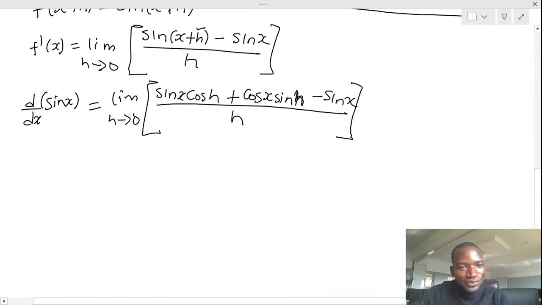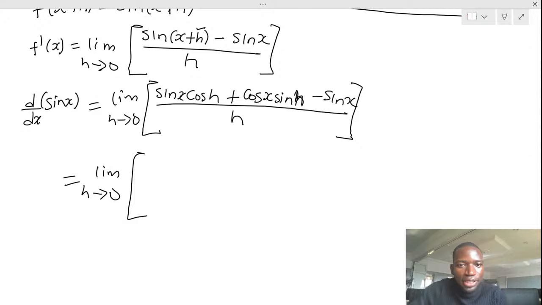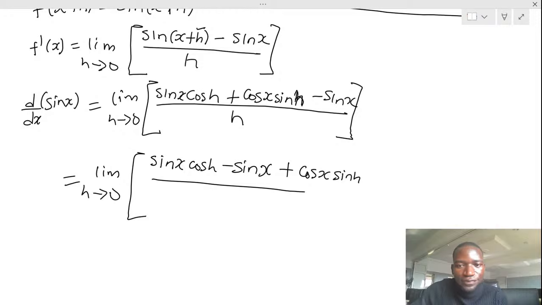I just like to prove, and I hope all of you also like to prove before you go into questions, understand how to prove it and the likes. So we're going to have limits as h tends to 0. You can bring this together, sine x cos h, bring it together with minus sine x so that we can factorize something out there, then plus cos x sine h, everything over h.